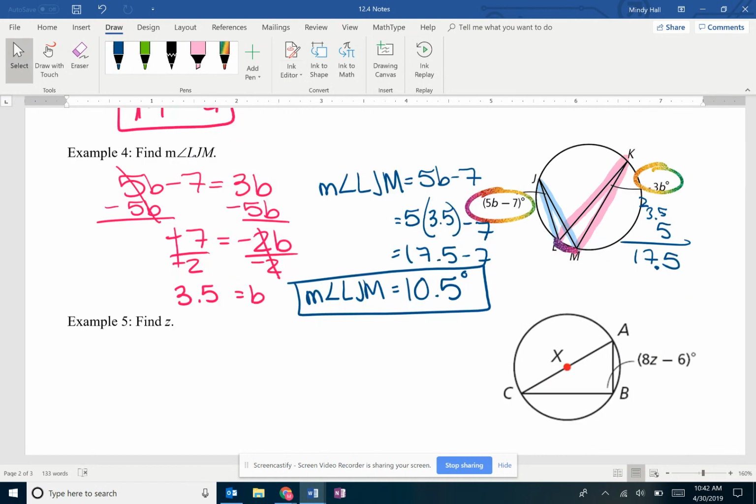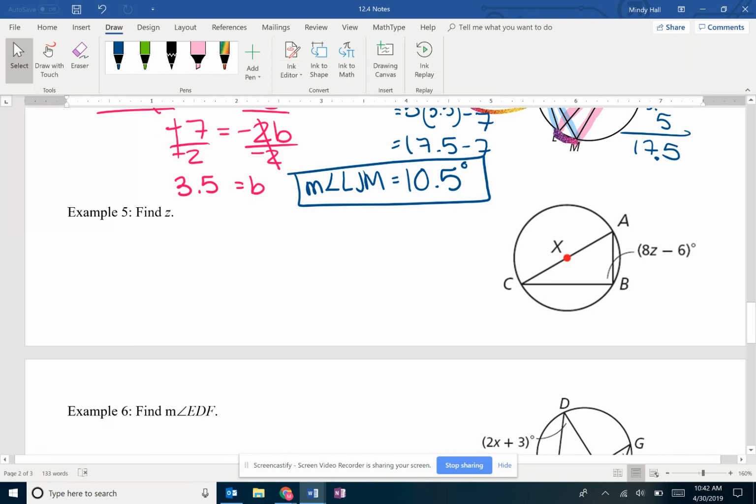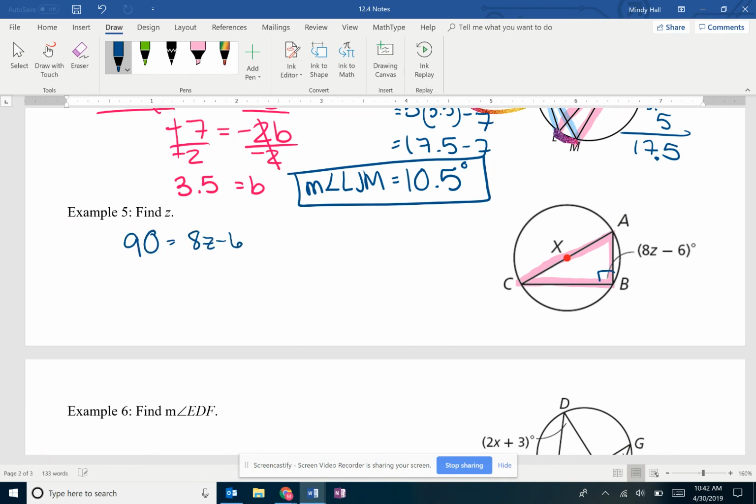So then we're going to find Z. Again, AC is a semicircle, and it is what makes up this angle. Because of that, we know it's a right angle. So 90 equals 8Z minus 6. We add the 6 and get 96 equals 8Z. Then divide by 8, and Z is 12. Unless they had asked us to find angle ABC, that is going to be your answer. So Z is just 12.